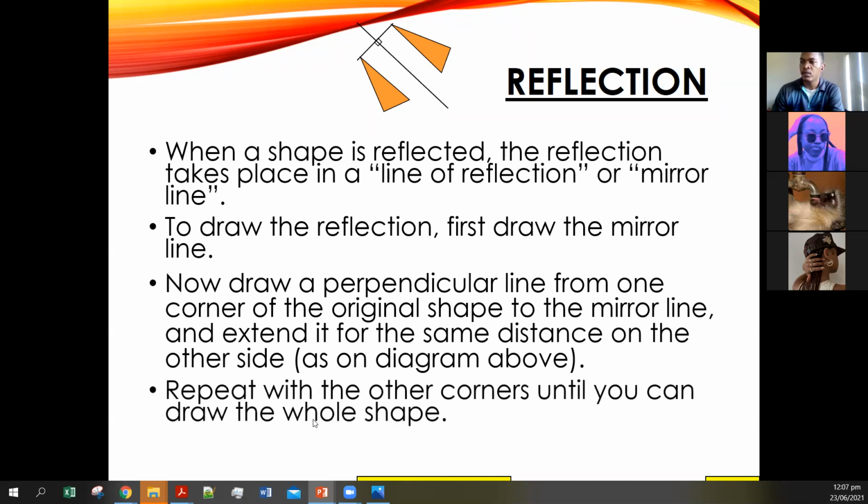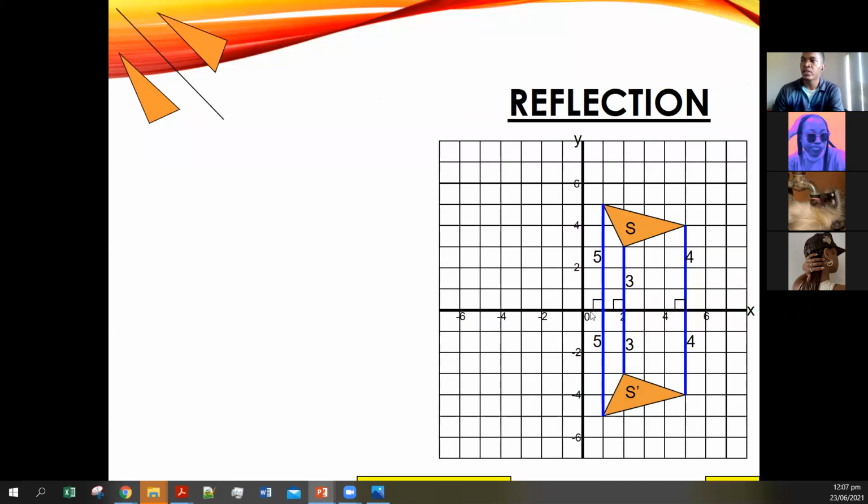Repeat that for all of the corners until you can draw the shape fully, right? So this is just an example of what we are saying. Unfortunately, our line of reflection here is the x-axis, right? That is the unfortunate part. That's why I explained that first part where I said that it will not always be the x-axis. It sometimes will be f of x or g of x or another line, right?